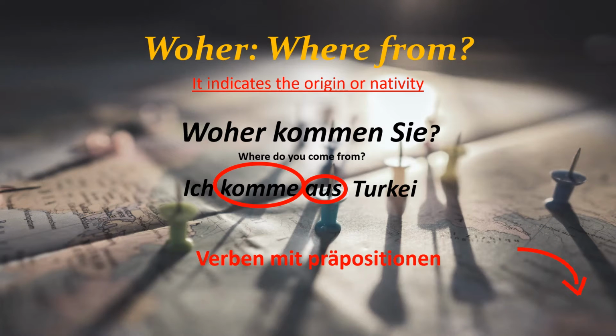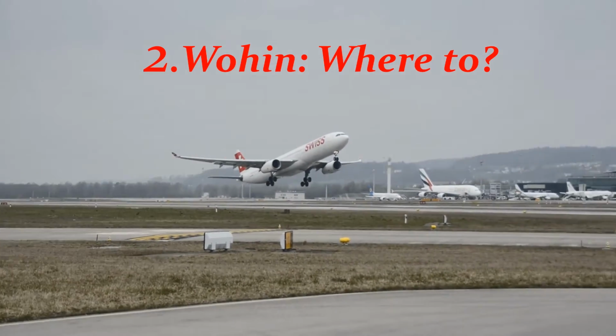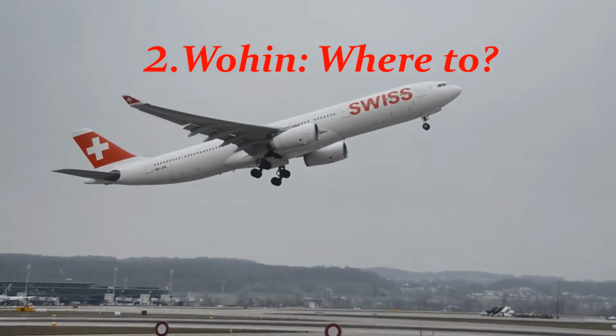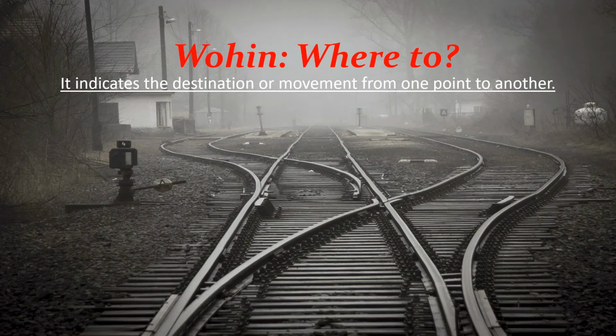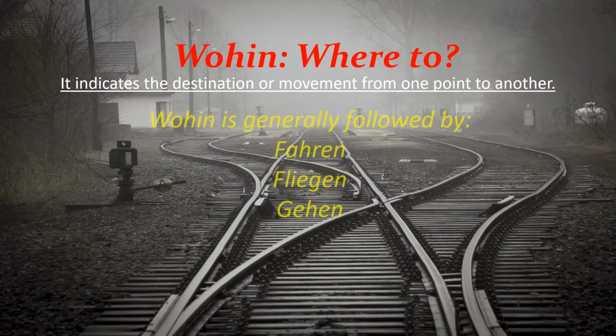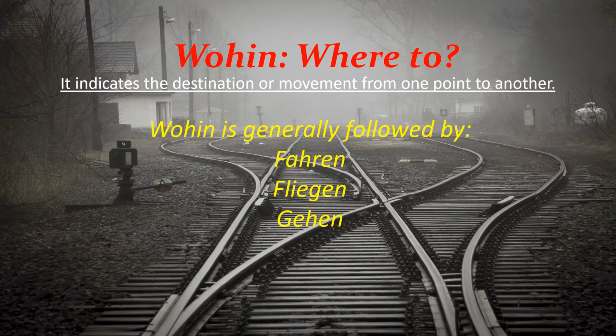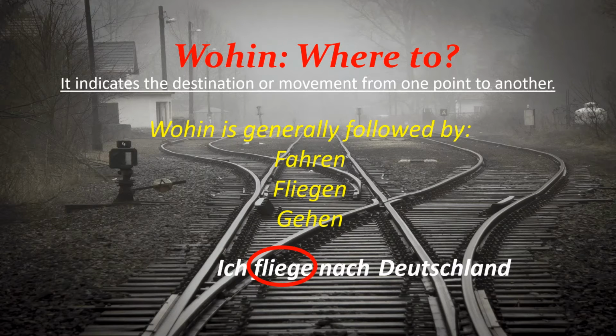The second question word is wohin, where to. Wohin, where to. It indicates the destination or movement from one point to another. Wohin is generally followed by the verbs fahren, fliegen, and gehen. In reply, you may say, Ich fliege nach, and your destination. For example, Ich fliege nach Deutschland. I am flying to Germany. The verbs fahren, fliegen, and gehen always take only the preposition nach. No other preposition can be used in its place.